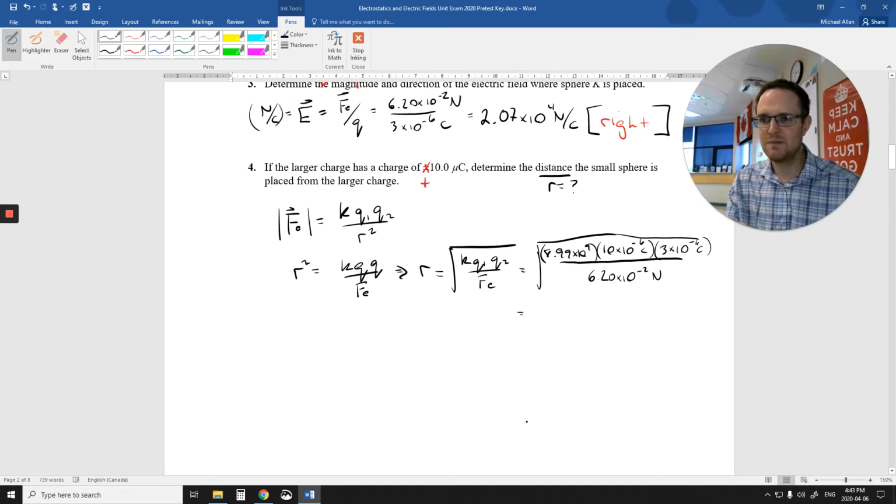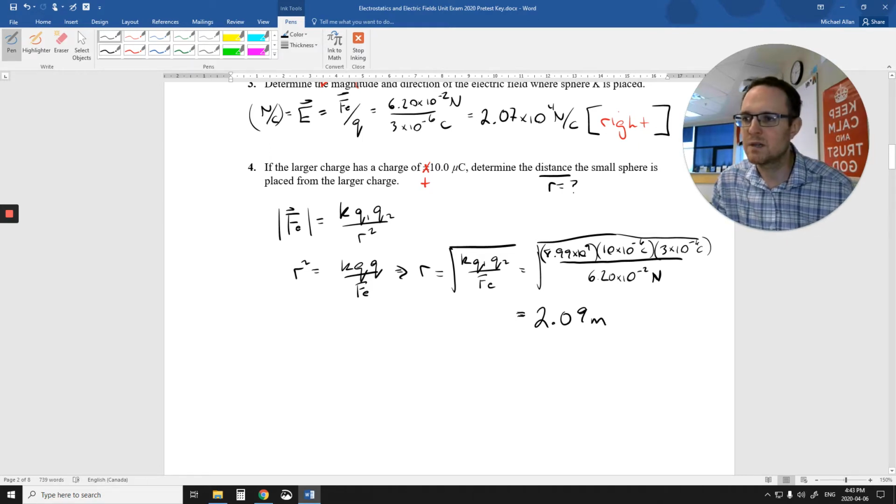8.99 times 10 to the 9 times 10 times 10 to the -6, times 3 times 10 to the -6, divided by 6.2 times 10 to the -2. Pretty reasonable number. Take the square root. So once you take the square root, you get 2.09 meters. As long as you put all the units in properly, you should get meters out. Because this is in newtons, these are coulombs, and if you look at the constant, there's meters in there. And so we get out meters as well.